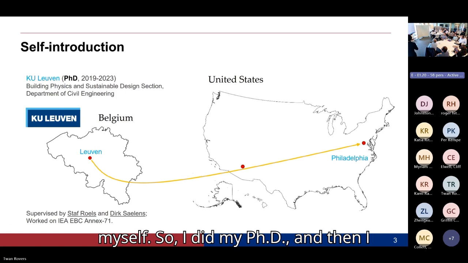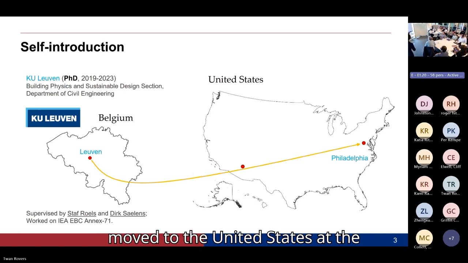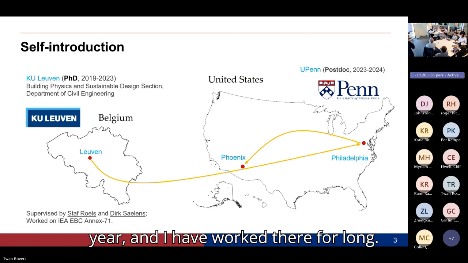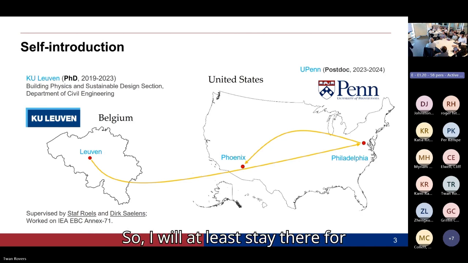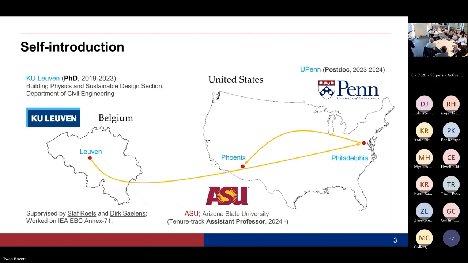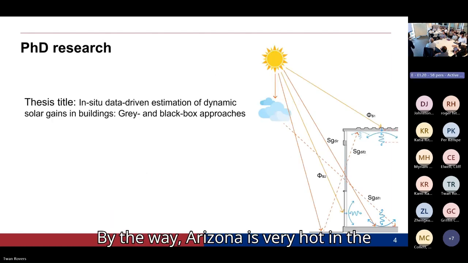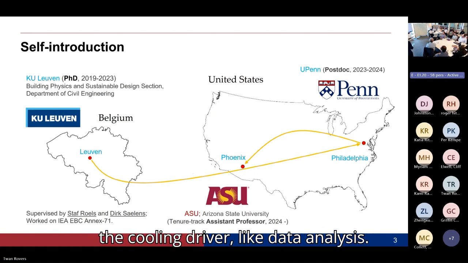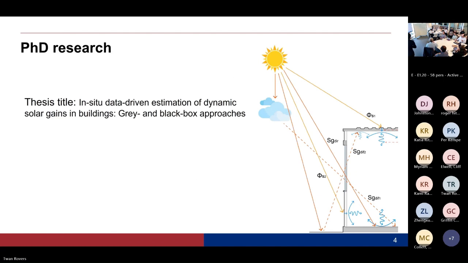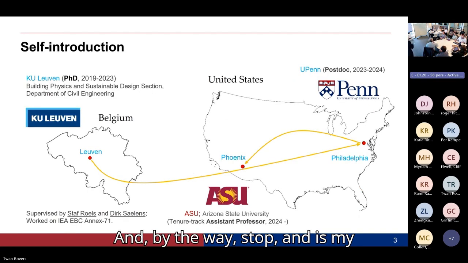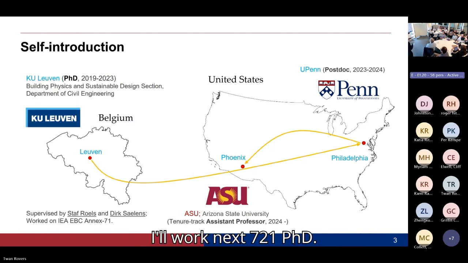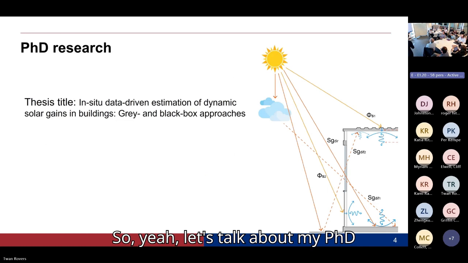A little bit about myself. I did my PhD at KU Leuven and then moved to the University of Pennsylvania for my postdoc. Luckily, I got my tenure track assistant professor position last year, and I have worked there for 1 year. I will stay there for at least another 5 years for my tenure track. By the way, Arizona has a very hot climate, so it's a good location to do cooling-driven data analysis. And Staf Roels is my PhD supervisor, and I worked in IEA Annex 71 during my PhD. So okay, let's talk about my PhD research.